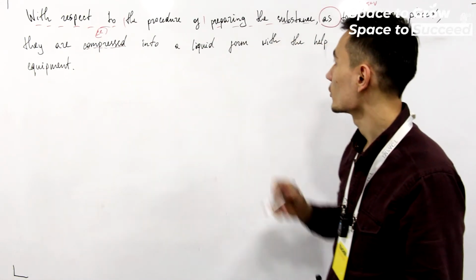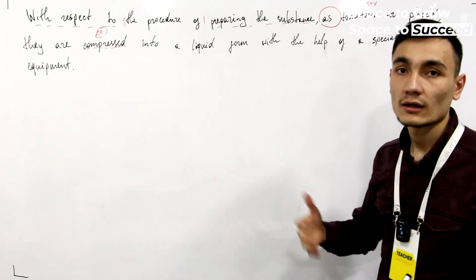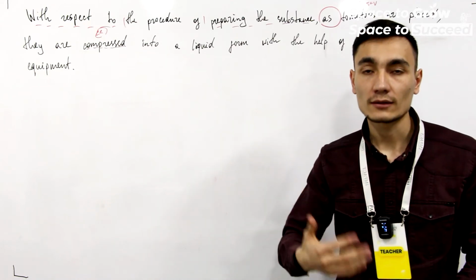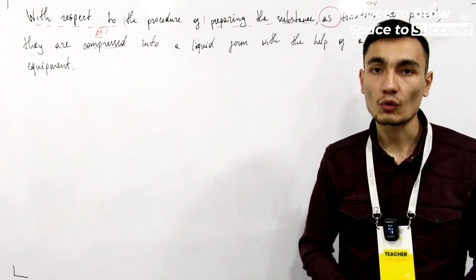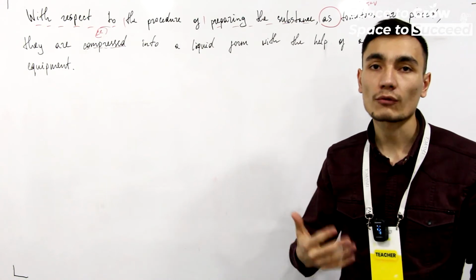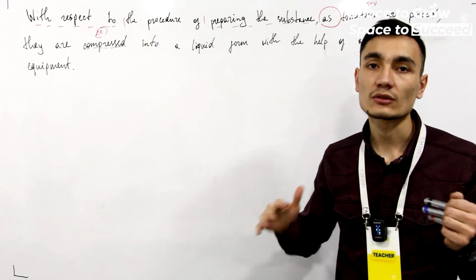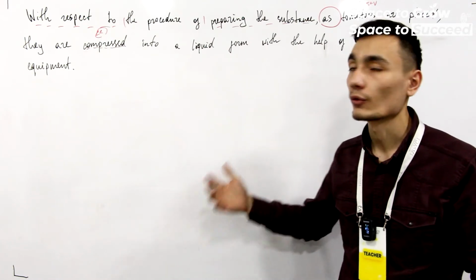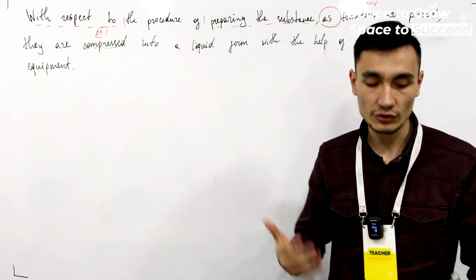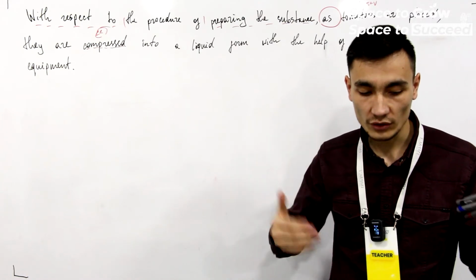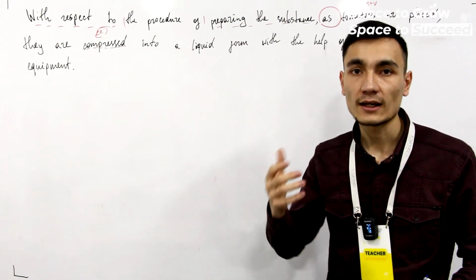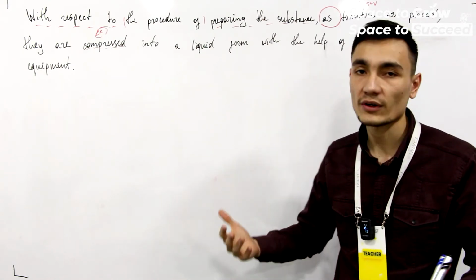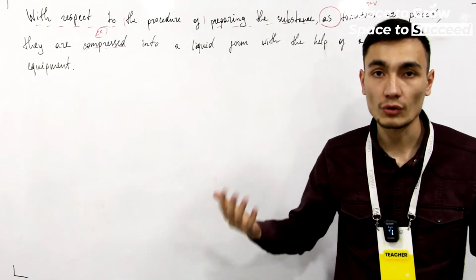They are compressed into liquid form, and I just added additional information, which is with the help of special equipment, because if you add more details, you're going to get a higher score. You're going to write more words for your body paragraphs, and you will guarantee that you will exceed the minimum word count, which is 150 words. When you're looking at the pictures, you have to try to find some intricate details that most people miss. If you give it, they will appreciate it, and they will think that you're a better candidate, more professional, and they give you a higher score.